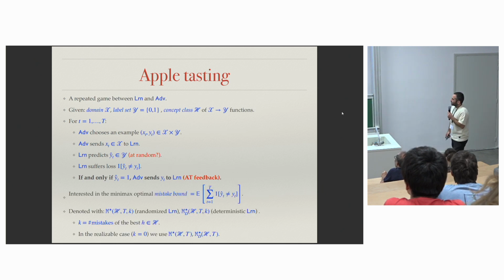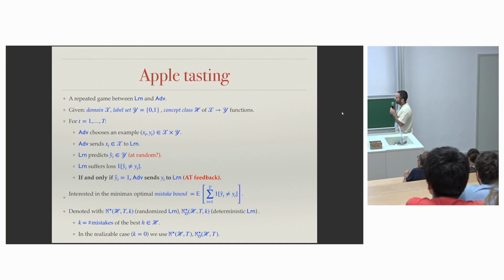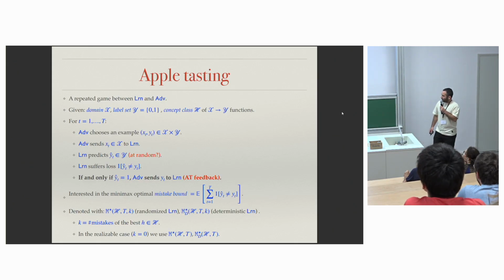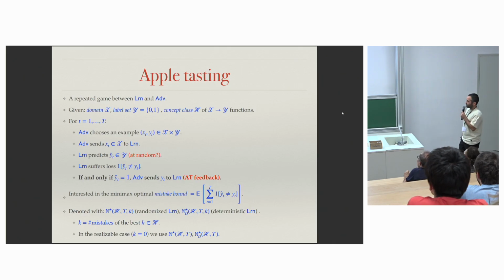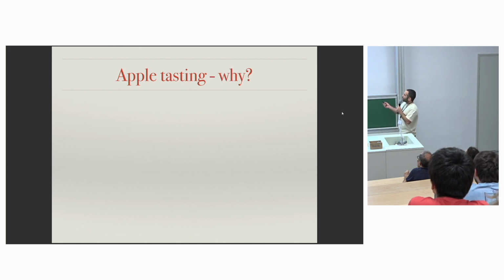Okay, so this is also called apple tasting feedback. What we're interested in is, as usual, the minimax optimal mistake bound, which is just the expected number of mistakes. We denote it with M star of H, T, K for a randomized learner and M star D for a deterministic learner, where K is the number of mistakes that the best hypothesis in the class makes. When K is 0, we are just in the realizable case. Okay, so this is the setting.